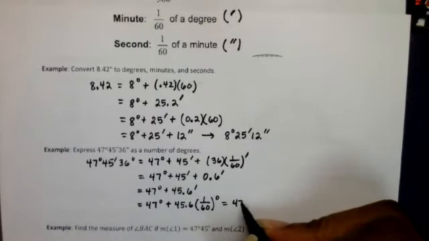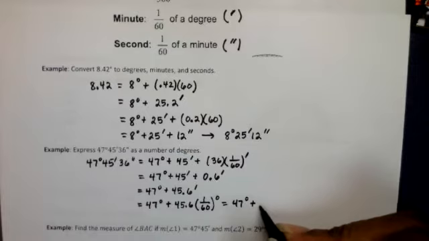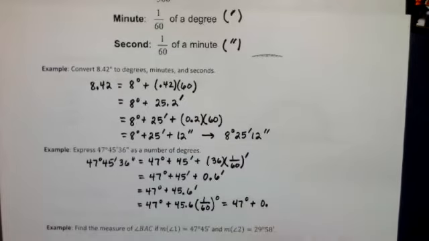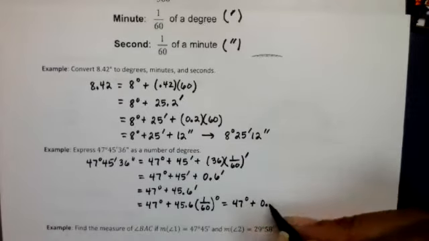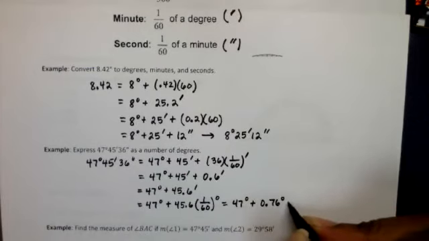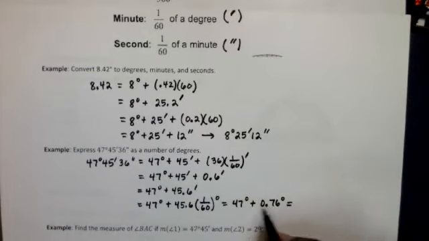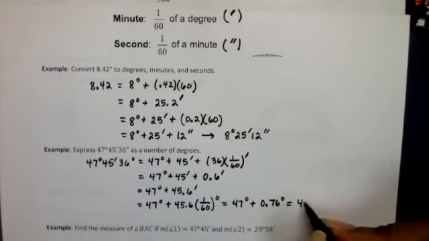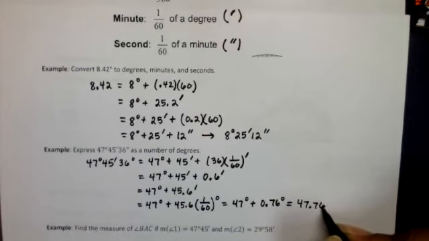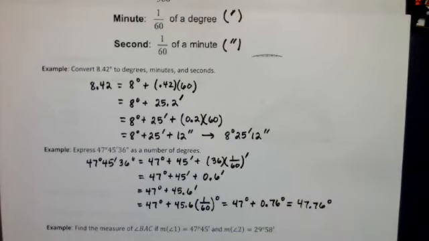So this will be 47 degrees plus 0.76 degrees. Now I can add these two together. I'll end up with 47.76 degrees. Okay. So 47 degrees, 45 minutes, 36 seconds, expressed as a number of degrees would be approximately 47.76 degrees.